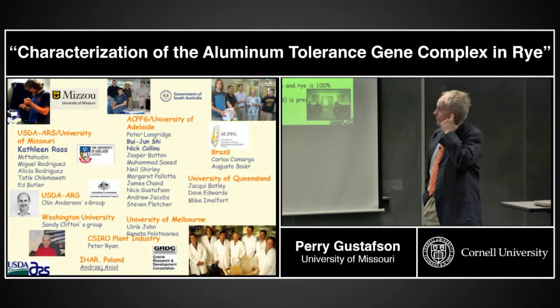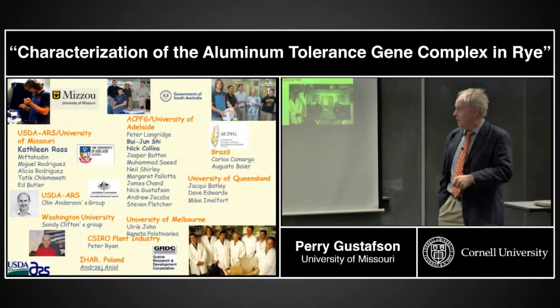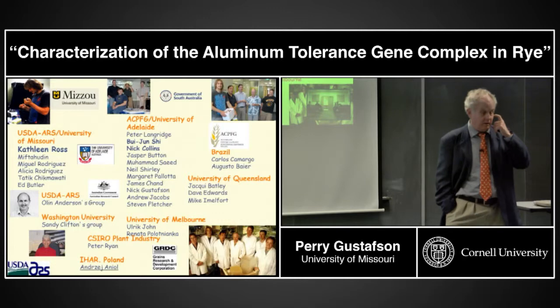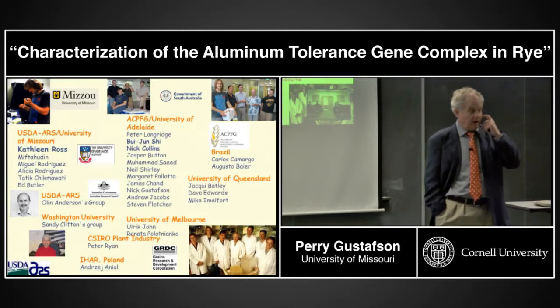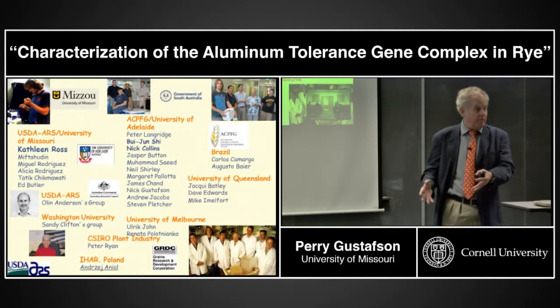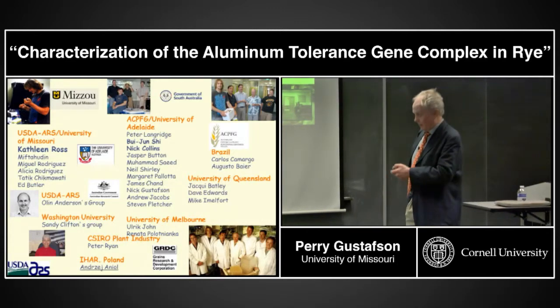This is a few of the people that worked on this project over many years, starting with Andrzej Aniol, a physiologist in Radzikow in Poland. I first met him in '75, and he was screening Polish rye for aluminum tolerance, and he said, look, I can do this in a bucket in the lab. And he's the one that started it.